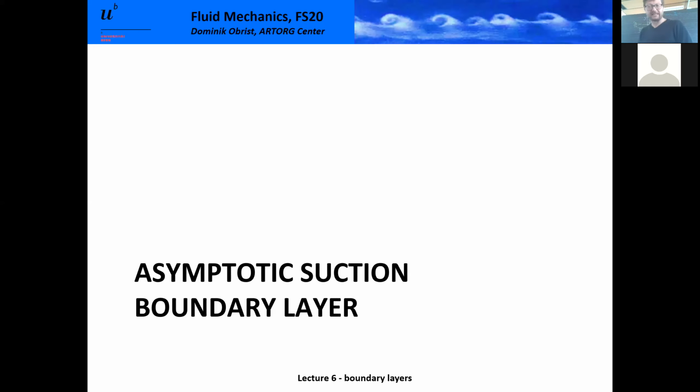Let's take a look at yet another boundary layer solution. It's a bit of a special thing, but I think it's cool also because it has an exact solution. It's one of the few cases where we don't need to use Prandtl's approximations, where we can actually find exact solutions to the Navier-Stokes equation. And that is the so-called asymptotic suction boundary layer.